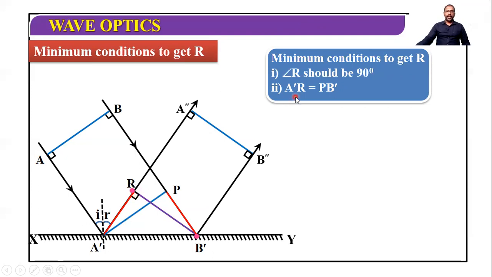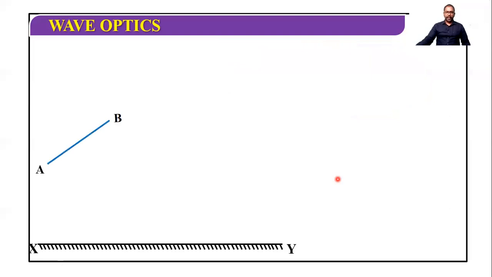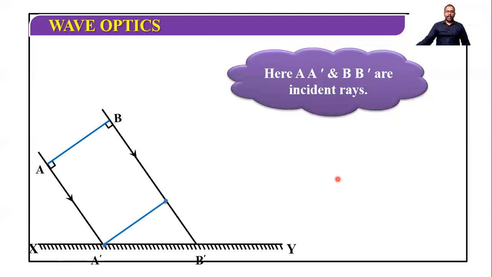Then the second one is A dash R and P B dash. Both are the same because the time interval is the same. Consider a wavefront AB advancing obliquely towards plane XY. Again, the same thing we consider. You can see here, it touches here.